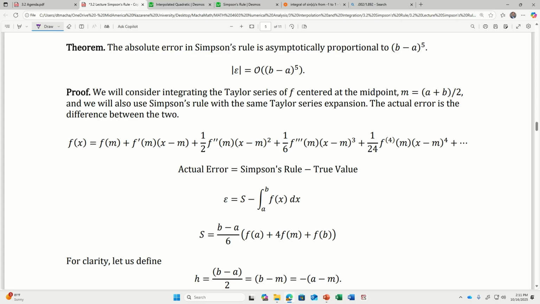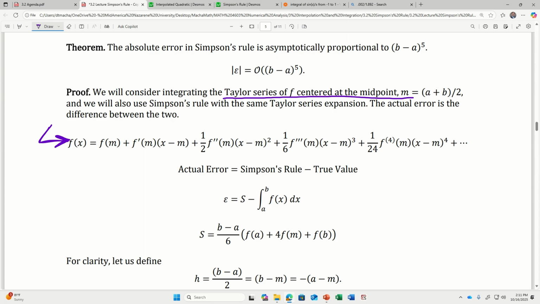That's almost always the trick in this class, by the way. If you're wondering how to start this proof, go ahead and just write the Taylor series of f centered at the midpoint. That's almost always, 90% of the time, the right way to start. So here, what I just wrote down is the Taylor series of f centered at the midpoint. Here it is.